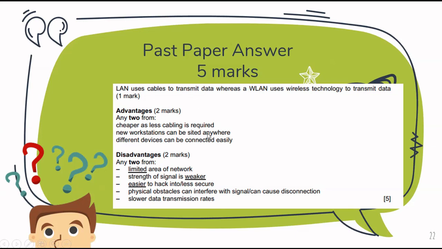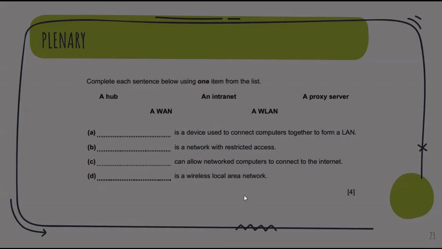An advantage of wireless LAN is that it is cheaper because you need less cabling. You only have to set up one wireless router and you can add new devices easily. And disadvantages of wireless LAN are that the signal strength is weaker, the data transmission rate will be slower, the area of the network is limited according to the signal, and it is easier to hack into. Also, physical obstacles can interfere with it.